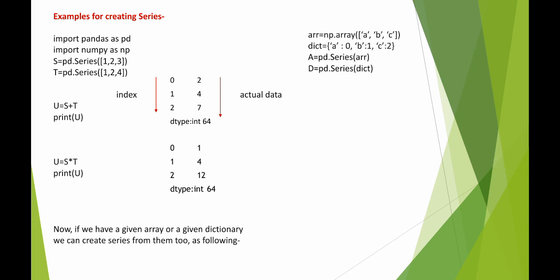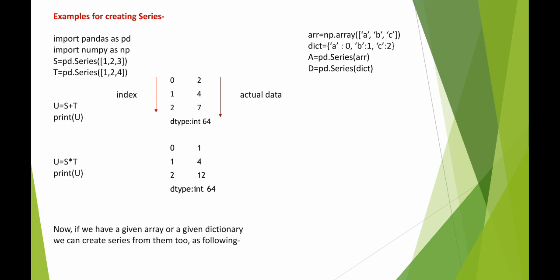Now suppose here we have an array arr is equal to np.array(a, b, c) and a dict {a:0, b:1, c:2}. Here dict is for the dictionary. Here you can see we have the key value pairs.